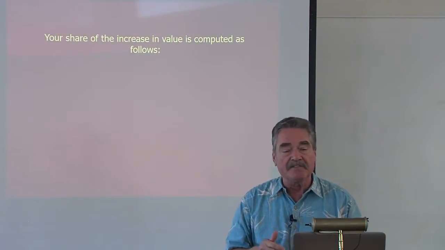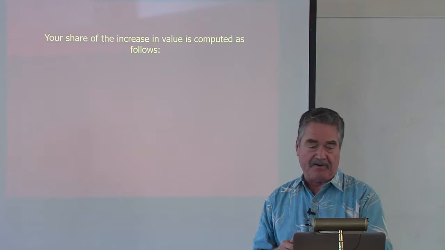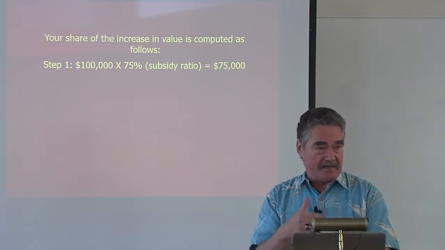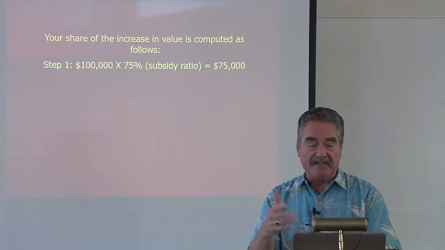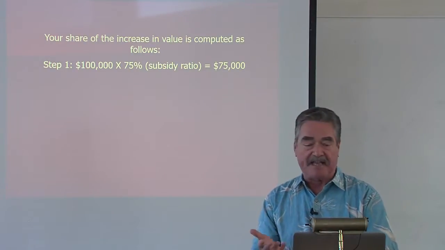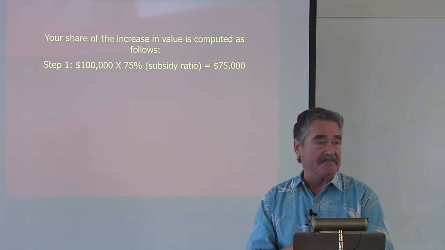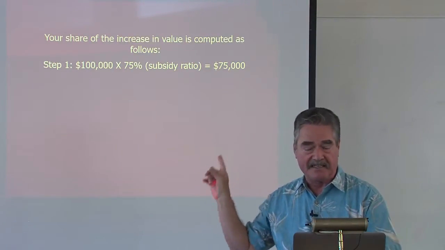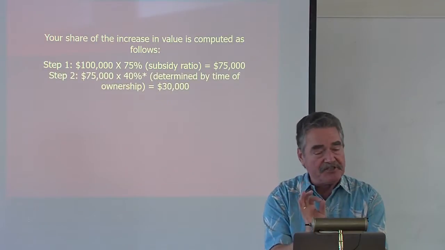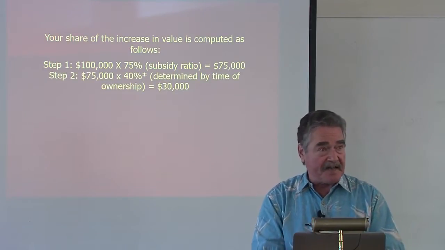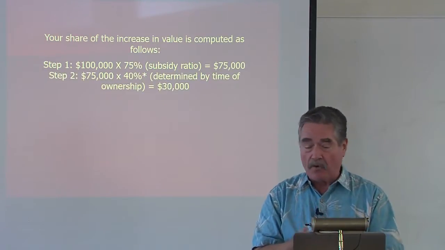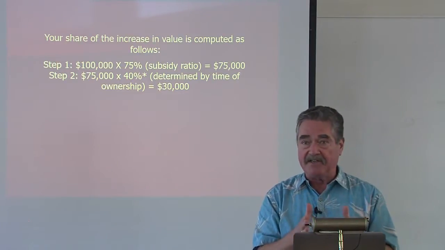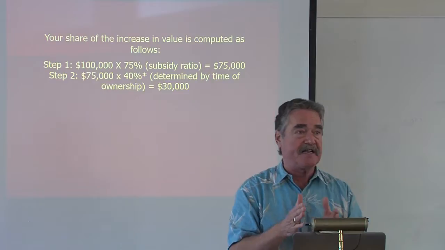Your share of the increase in value is computed as follows. Step number one, that $100,000 of equity gain is multiplied by 75%. So that turns into $75,000. That's the subsidy ratio being applied to the gain. Step number two, the $75,000 is then multiplied by 40%, as determined by the time of ownership. In 10.5 years, you're due a 40% equity share.